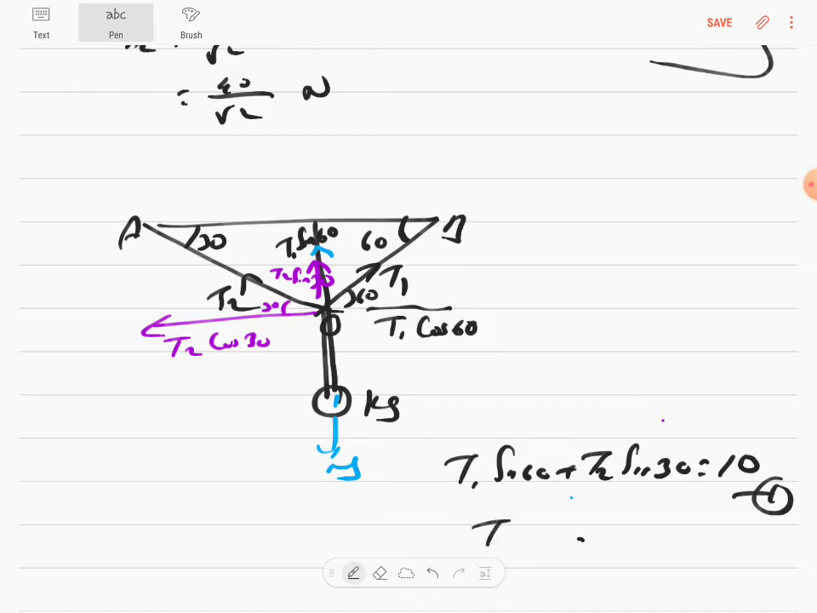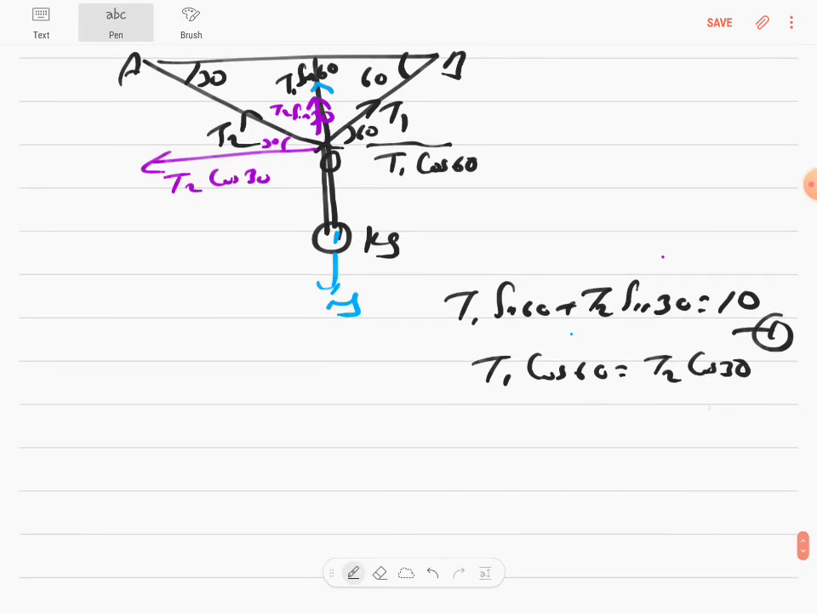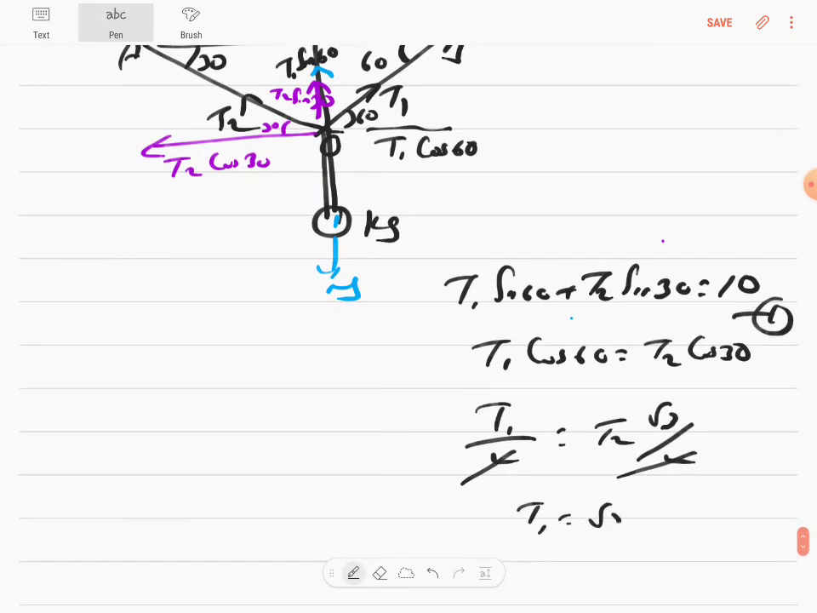What is it? T1 cos 60 is equal to T2 cos 30. You know the values, so you can find the relation between T1 and T2. Cos 60 is 1 by 2, cos 30 is root 3 by 2. So then the 2 and 2 get cancelled, so T1 is root 3 times T2.